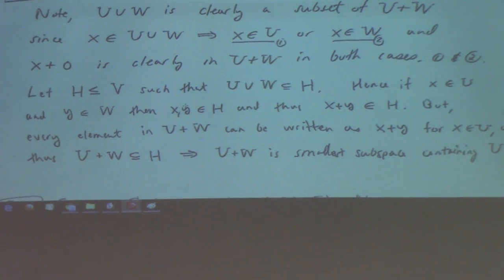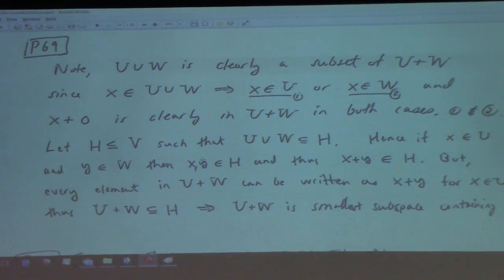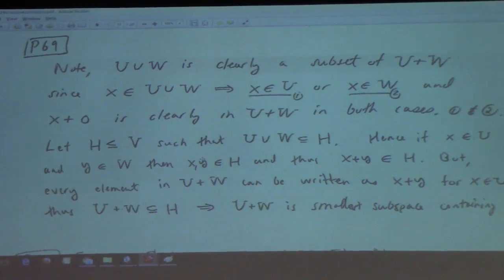I take an arbitrary subspace H, which also contains the union, and then argue that... What do I argue? I think I argue that H contains U plus W. All right. Which then shows you that U plus W is smaller than another subspace which also contains the union.